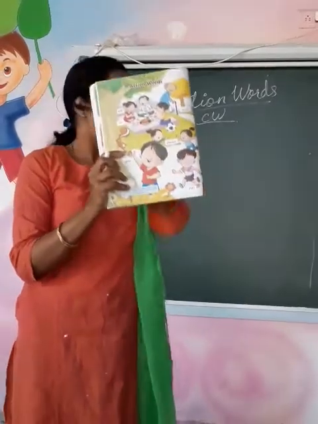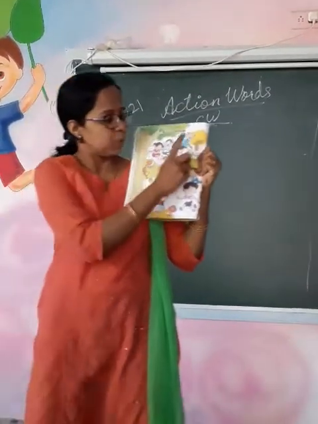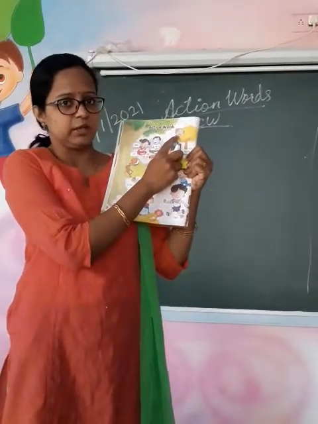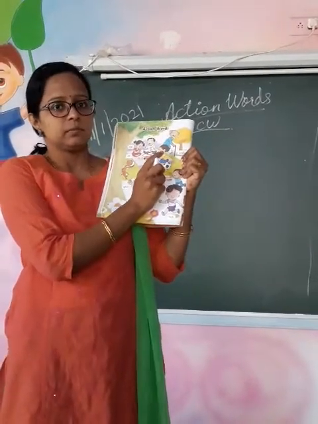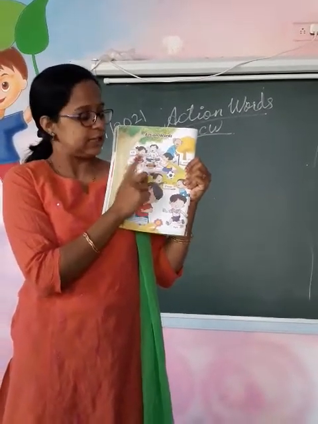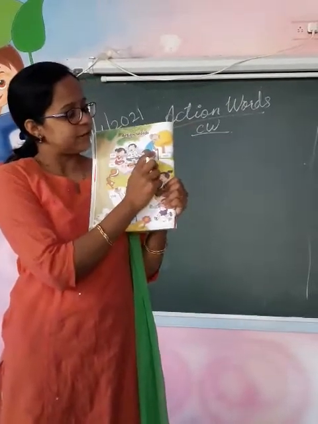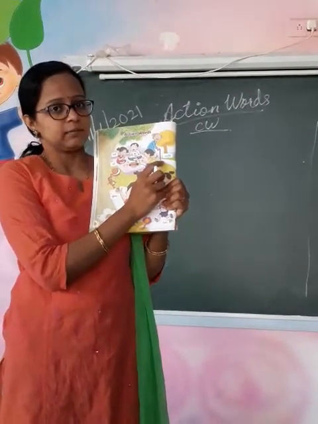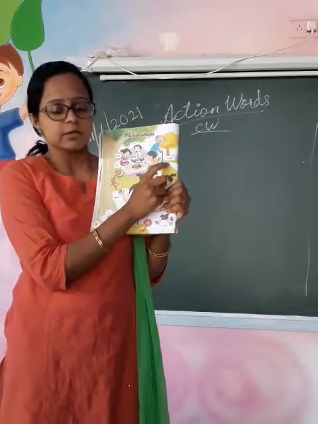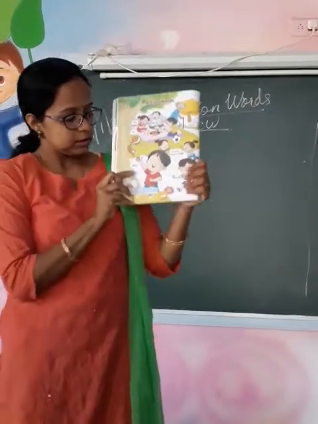If you don't understand, you can just look at the picture and ask a question. What are they doing? What is he doing? You will get to know the answer. What are they doing? They are eating. So, eating is the action word. Khana kha rahe. Next one. What is the grandfather doing? Walking kar rahe. Walk. He is walking. So, it is an action word. W-A-L-K. Walk. The third one.